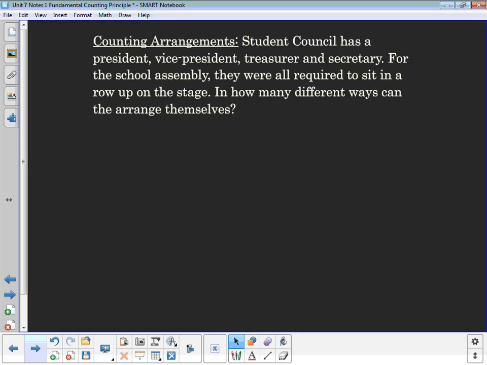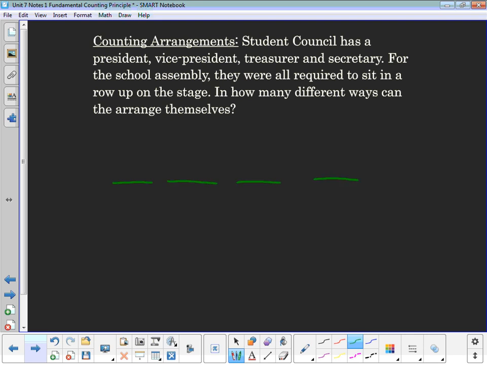All right, let's move on to number 4. Counting arrangements. We have president, vice president, treasury, and secretary, and we are supposed to figure out in how many different ways they can arrange themselves at the assembly. They have to all sit together in 4 seats, and we're going to try and arrange them in a certain way. So let's draw out a diagram here. Just draw ourselves a little picture. There's 4 seats that they're going to sit in.